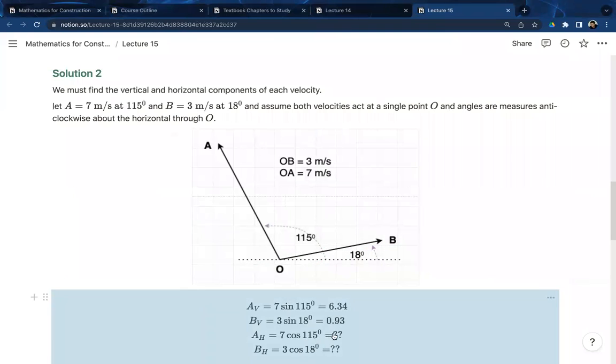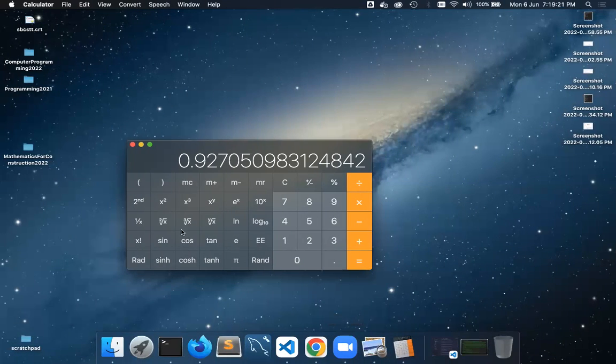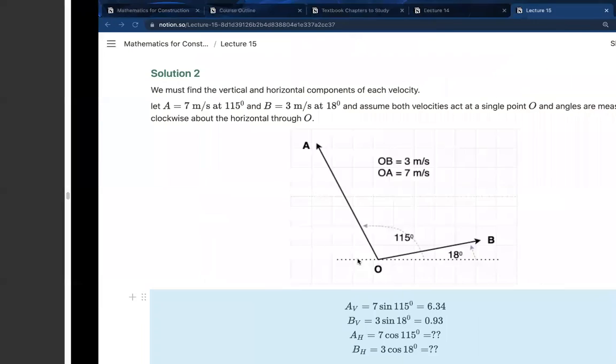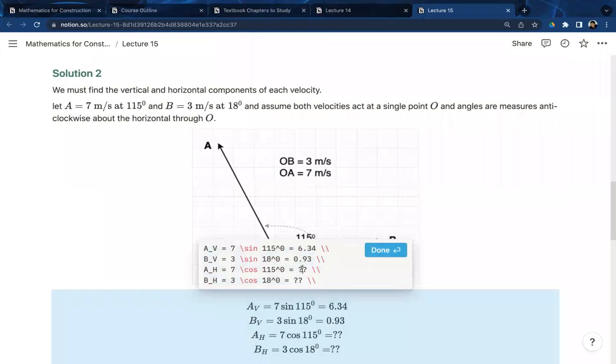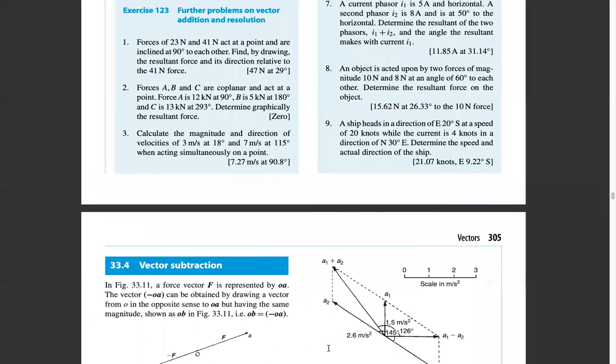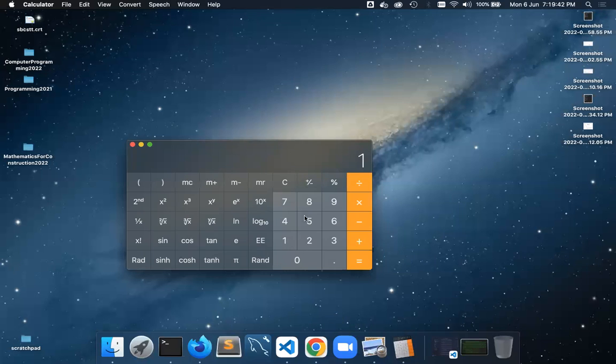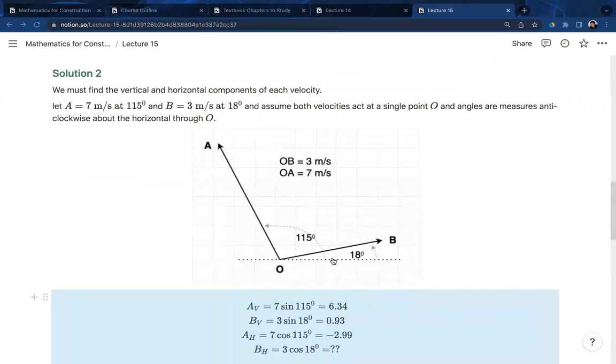Seven cosine 115 degrees. 115 cosine multiplied by 7. Now you see this negative, 2.99. Negative 2.99 is what that looks like there. And 3 cosine 18 degrees. 18 cosine multiplied by 3 equals 2.85.